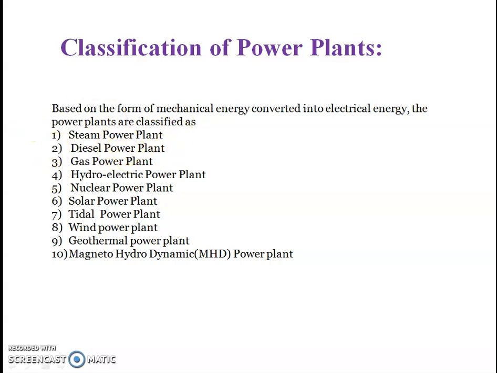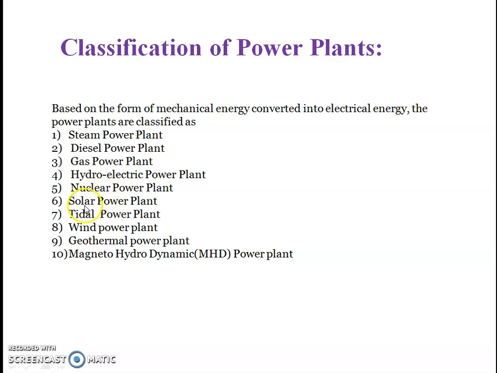And the fifth one is the nuclear power plant. Nuclear power plants employ a nuclear reactor for generation of heat energy. These plants are similar to steam power plants in which the boiler is replaced by the nuclear reactor.